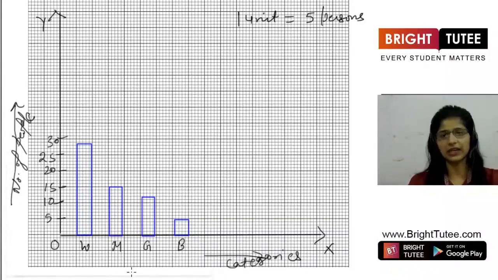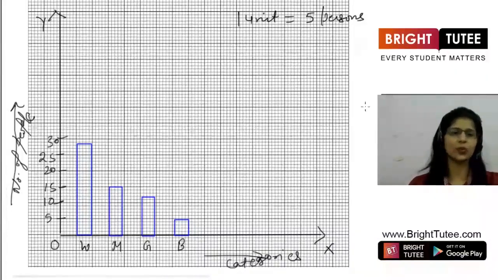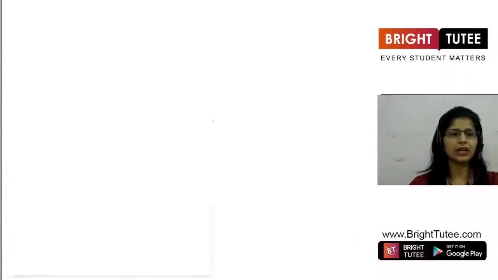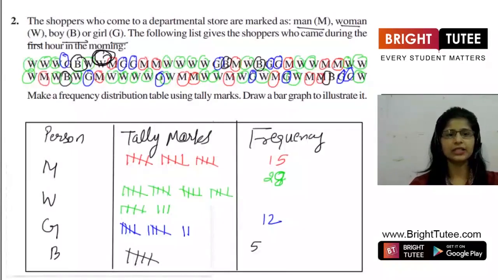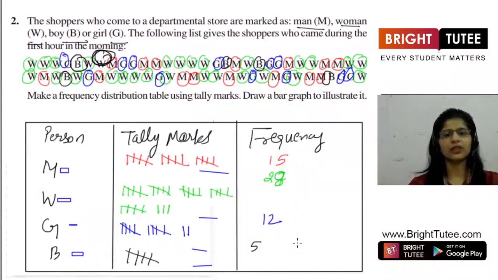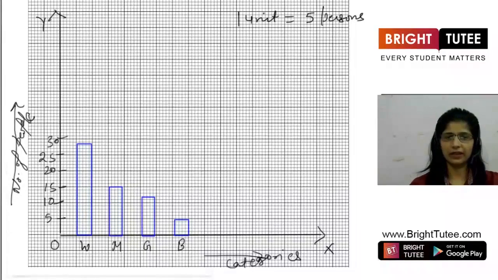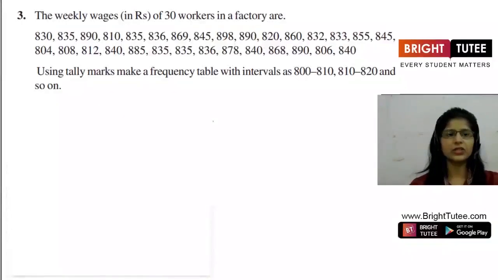Now I hope this one is clear. If you want, let us just repeat it once. So what we have done, the question was like this. Here is the question. This was given as the information, and we had to convert it into a frequency distribution table. So we noted down the categories, right? These were the 4 categories, and then we used the tally marks to represent the information, and then frequency is written here. Then using this information we have drawn this bar graph. Clear? So here is the next question.